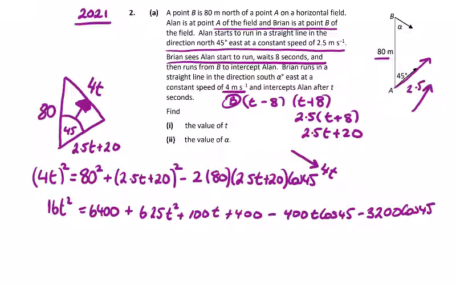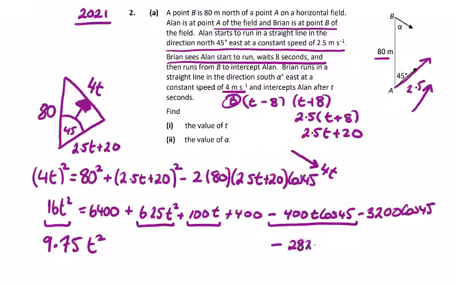So we're going to have 16t squared minus 6.25t squared. Don't get scared by these t squared quadratics. We're going to have 16 minus 6.25, 9.75t squared. Let's look at our t's next. We have 100t, and we have minus this guy. This is going to give minus 282.84. So we're going to have plus 100t. If we imagine them going over, this guy's going to be a plus, this guy's going to be a minus, so we're going to have plus 182.84t.